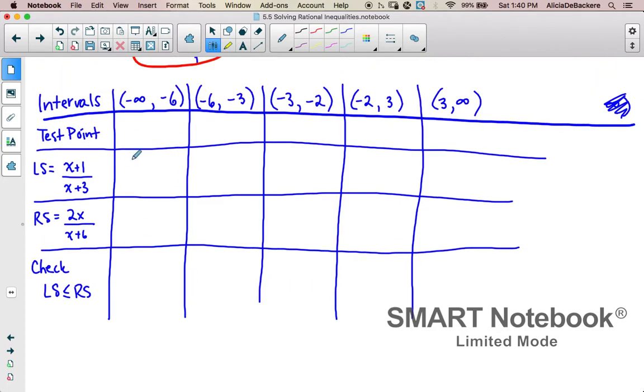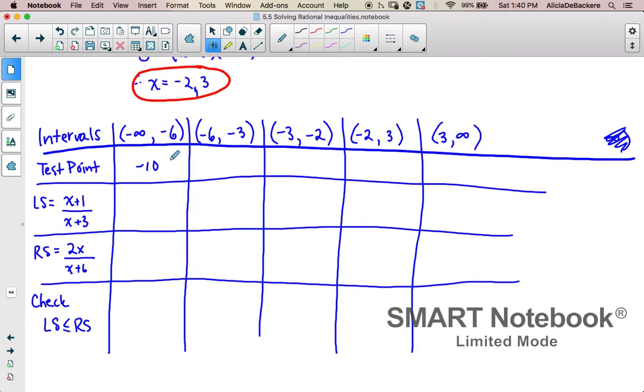So for my first interval, I'm going to pick some number between negative infinity and -6. I'm going to pick -10. But you could pick -100, you could pick -6.5, whatever you want. You cannot pick -6. We already know that -6 is a vertical asymptote on the 1, so this is going to come out to undefined, so that's not helpful.